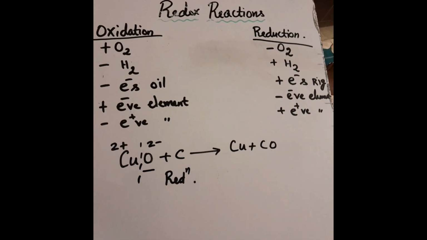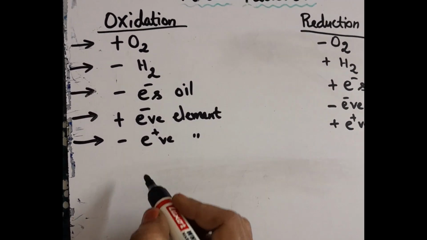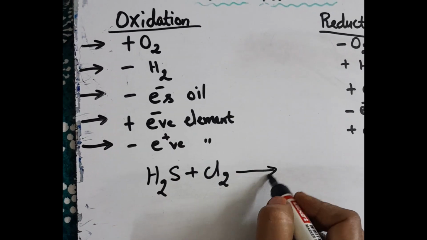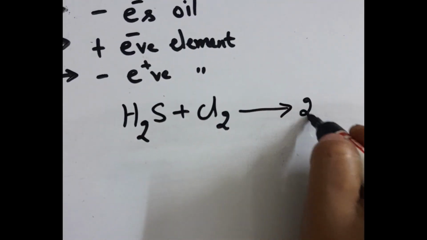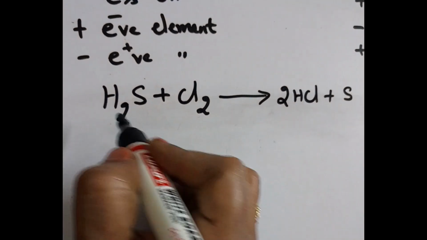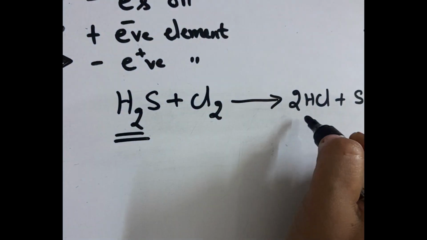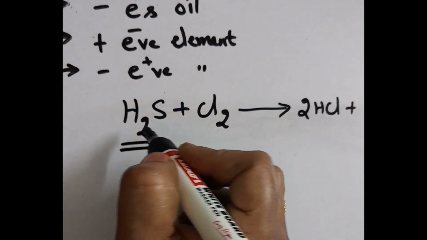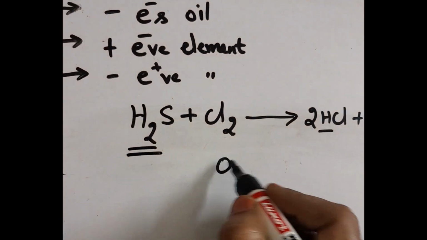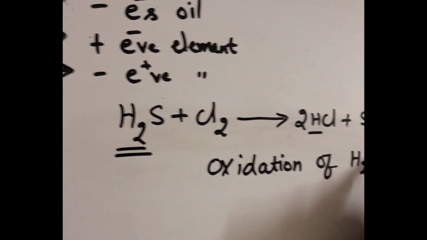Now going on to the next difference. Removal of hydrogen is oxidation and addition of hydrogen is reduction. We'll have an example here. Suppose you have hydrogen sulfide reacting with chlorine and you get on the product side 2HCl plus sulfur. So sulfur is actually displaced. You can see here hydrogen from hydrogen sulfide gets removed from this reaction and you get HCl and S. The hydrogen is actually removed from this side, but here it is in singular format. Here again it is oxidation, hydrogen is removed, so hence it is oxidation of hydrogen sulfide.